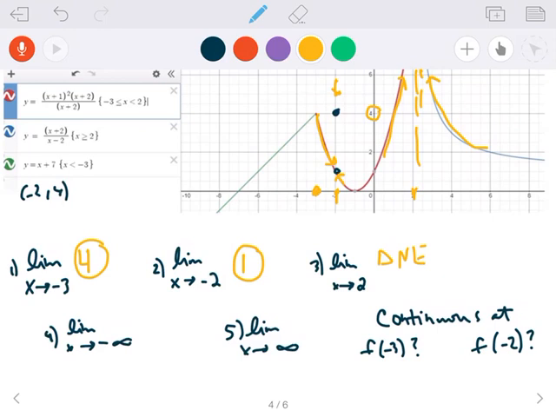To figure out what the red part of the graph would be approaching, we would plug 2 into this equation. We'd be able to figure that out. We don't need to do that for these purposes. I'm going to keep moving. Okay.